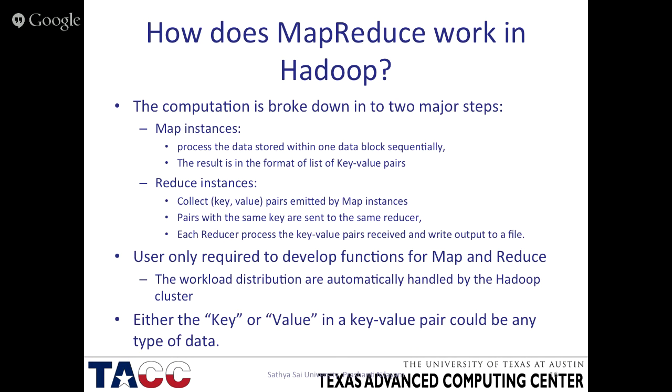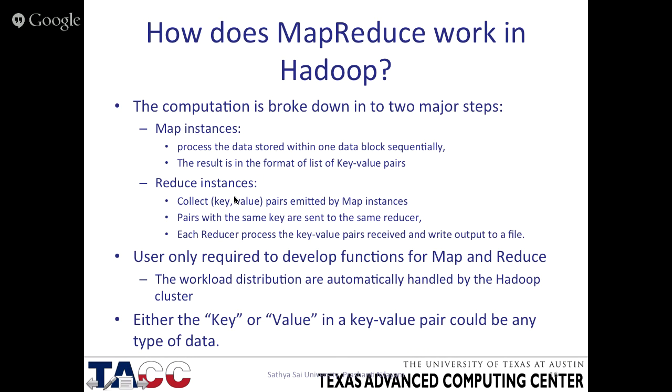So how exactly does MapReduce work with Hadoop? When you're developing your analysis, you are going to break it into two major phases. One is a map phase, and one is a reduce phase. In the map stage, the map task processes your raw data already stored in your HDFS and generates a set of intermediate results. That intermediate set of results is in the format of a list of key value pairs.